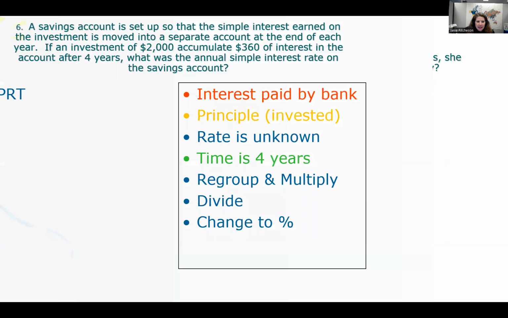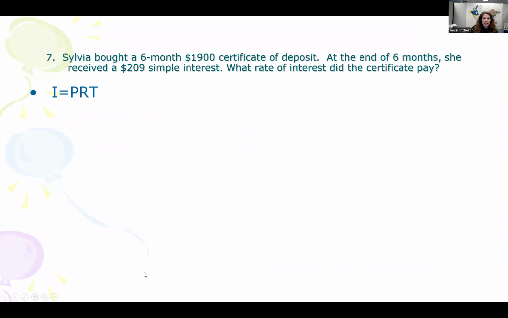All right, let's look at number 7. Sylvia bought a 6-month $1,900 certificate of deposit. At the end of the 6 months, she received $209 simple interest. What was the rate of interest? All right, so we have our interest. Our interest is 209. We know the principal of the certificate was $1,900. We don't know the rate. And this time we know our time is half a year.